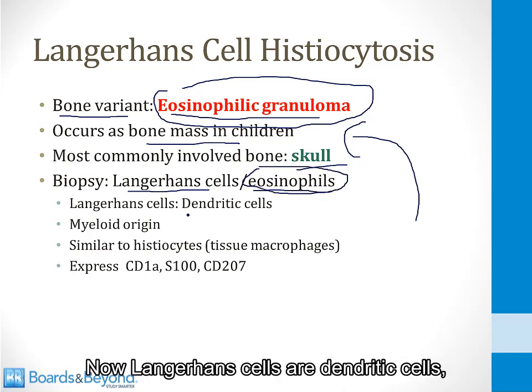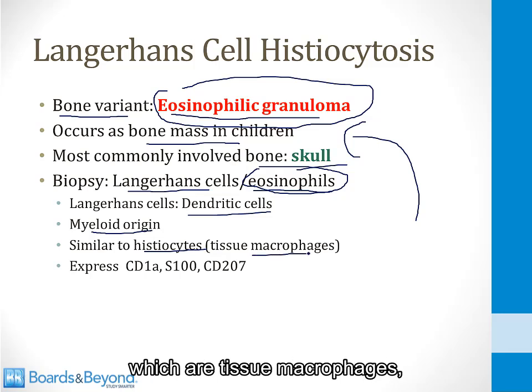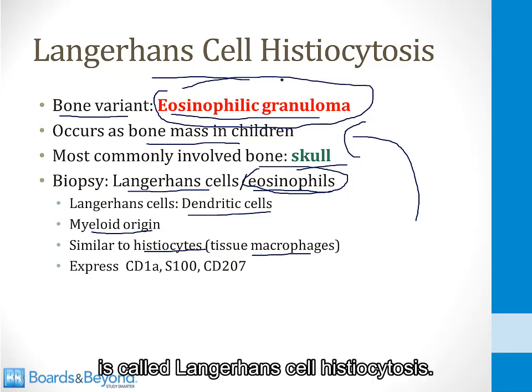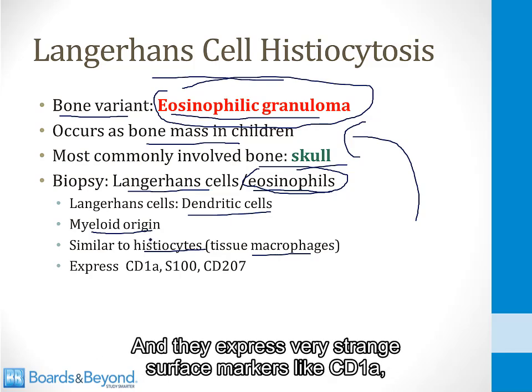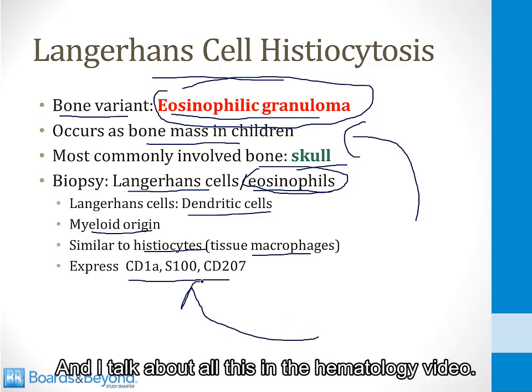Now, Langerhans cells are dendritic cells. They come from myeloid origin, but they are similar to histiocytes, which are tissue macrophages. That's why this disorder is called Langerhans cell histiocytosis. And they express very strange surface markers like CD1a, S100, and CD207. And I talk about all this in the hematology video.